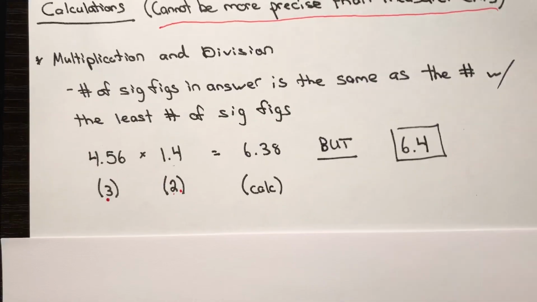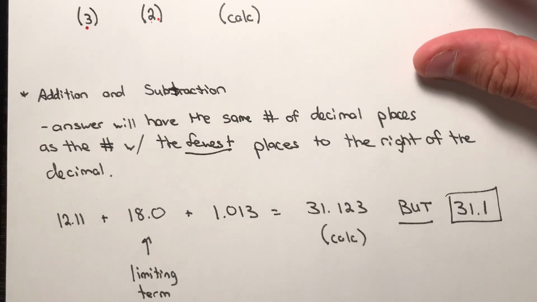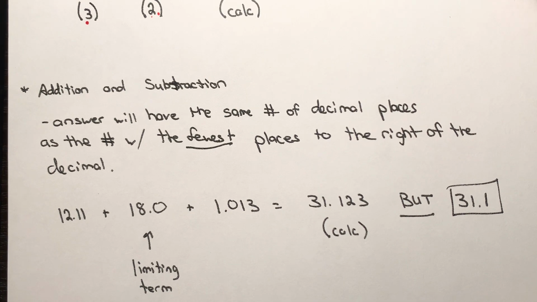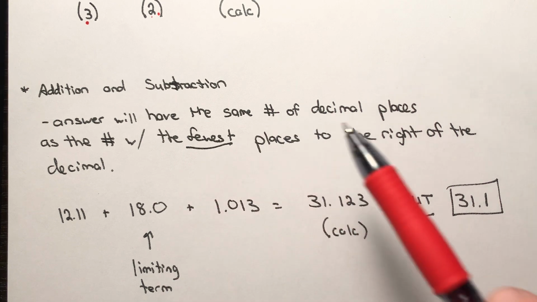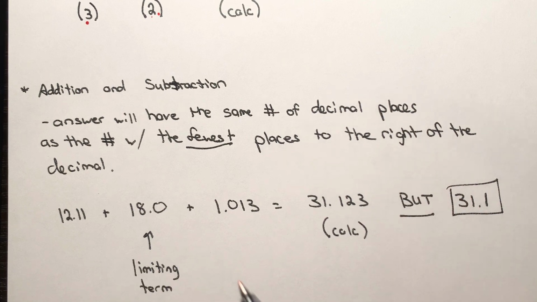When it comes to addition and subtraction, the rule differs a little bit, okay? Or I guess I should say a lot of it. What we really care about is the number of digits after the decimal place, okay? So the answer will have the same number of decimal places as the number with the fewest places to the right of the decimal. So here, 12.11 plus 18.0 plus 1.013.